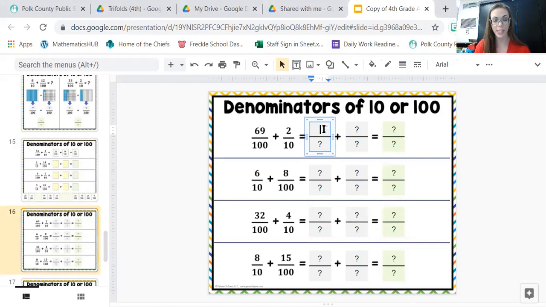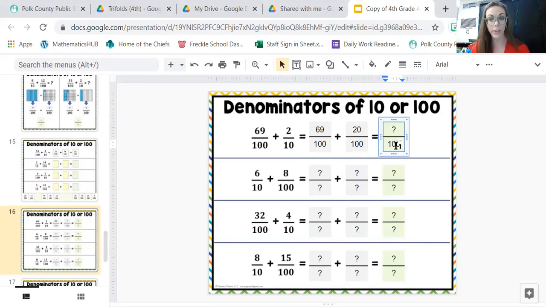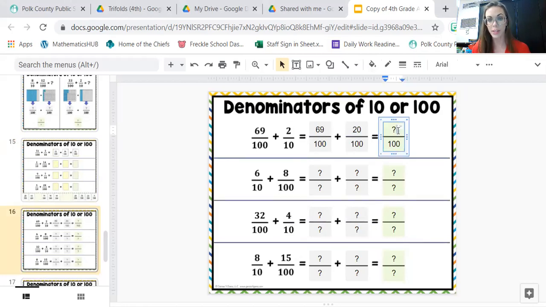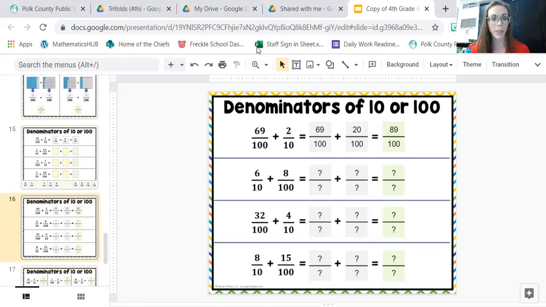So here I see I have 69 hundredths. I need to make 2/10 an equivalent fraction, so I'll multiply by 10 to get 100 in the denominator. And 2 times 10 is 20. My sum will have 100 in the denominator, so I just add together the numerators. I know 9 plus 0 is 9 in the ones, and 2 plus 6 is 8. So 89 hundredths is my sum. Use your paper to write down any math if you need to. This slide, you're going to type in those numbers.